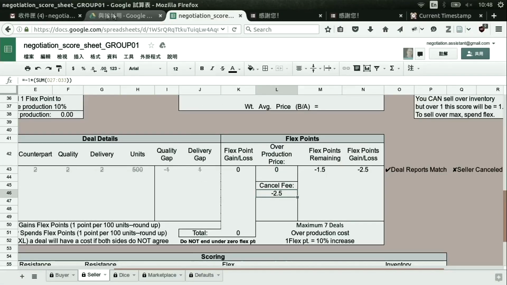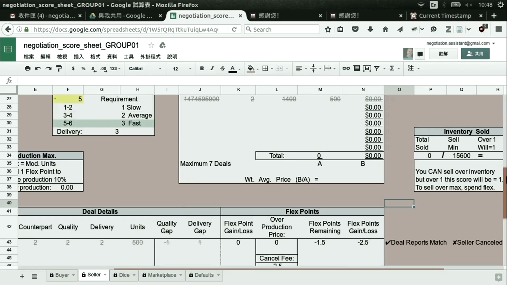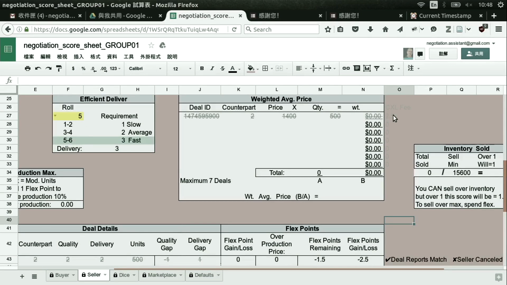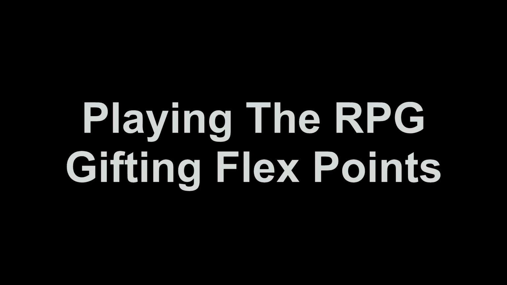Okay, now we come back to group 1 here. Group 1, they canceled the deal, and you can see up here, little gray area, 2.5 is the price for canceling that deal. CXL is short for cancel.